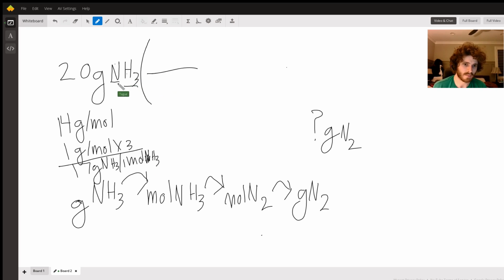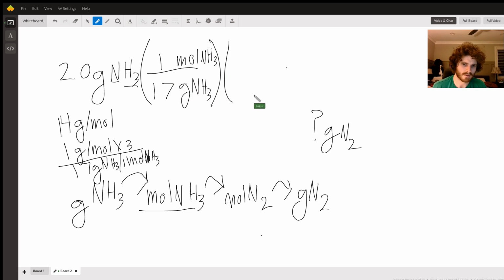And so we can put that up here, and we're going to put the grams of NH3 down here because the next step in this process is moles of NH3. And we know what that ratio is, 17 to 1. And now we're trying to convert from moles of NH3 into moles of N2.